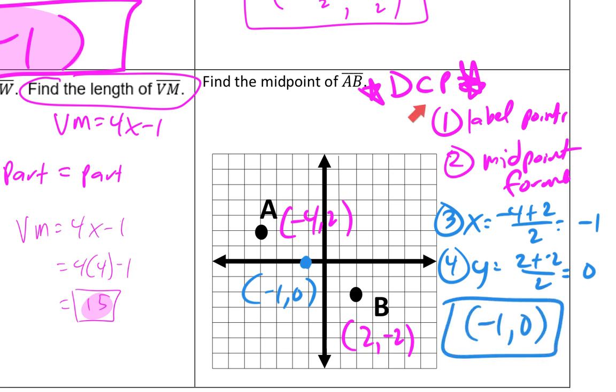Okay, so on our DCP, we're going to first label our points. Then we're going to use the midpoint formula. All right, keeping it moving. That's the main thing that we need to know.